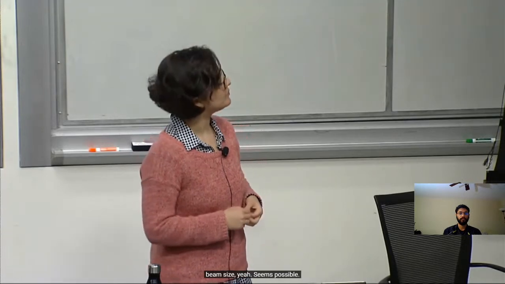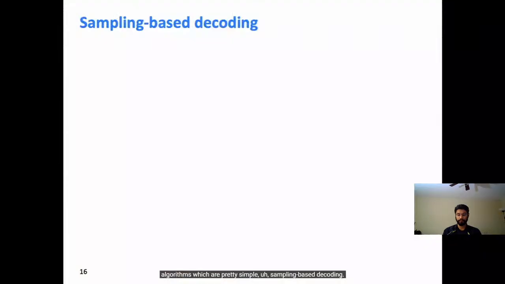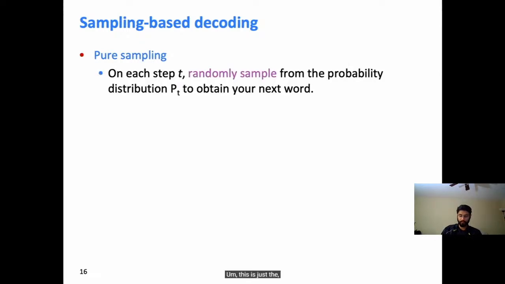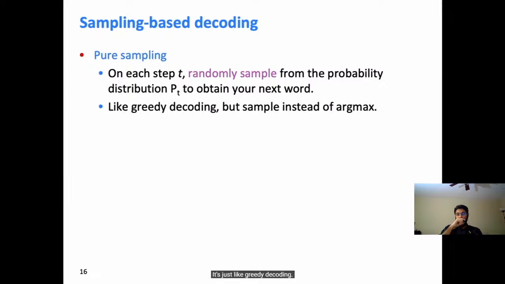Seems possible. Okay, so we've talked about beam search and greedy decoding. Here's a new family of decoding algorithms which are pretty simple: sampling-based decoding. The first is something I'm calling pure sampling because I didn't know what else to call it. This is just the simple sampling method that says that on each time step T of your decoder, you randomly sample from the probability distribution to obtain your next word. This is very simple. It's just like greedy decoding, but instead of taking the top word, you sample from that distribution.